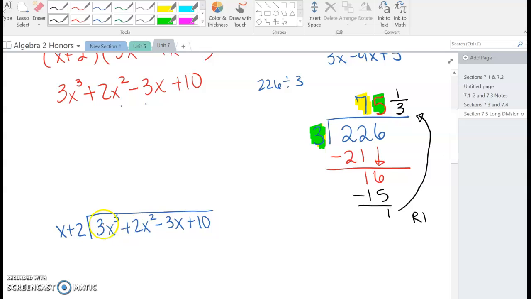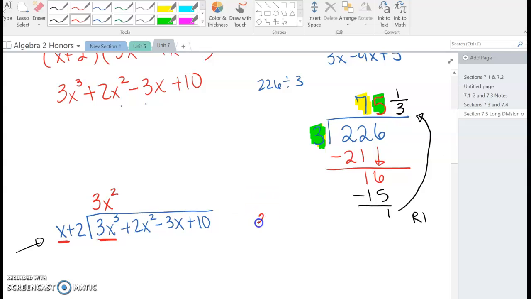So what I want to do is take this 3x cubed plus 2x squared minus 3x plus 10, and divide it by x plus 2. So I'm going to start by just looking at the first term in the polynomial and trying to fit it into the first term of whatever's underneath my divisor. So x fits into 3x cubed how many times without going over? Okay, so x times 3x squared gives me 3x cubed. So my answer is going to be 3x squared goes on top.